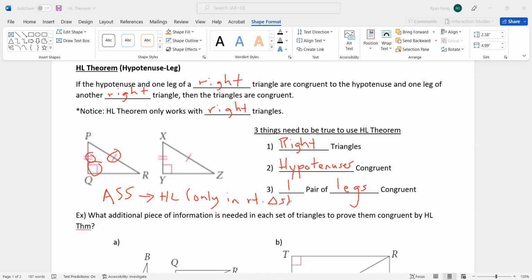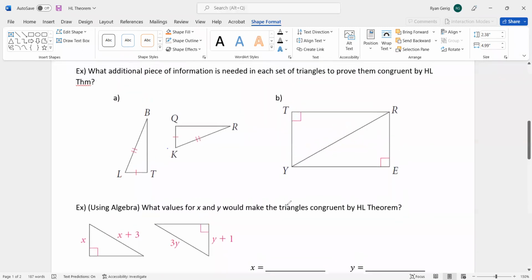Okay. All right. So what additional piece of information is needed in each set of triangles to prove them congruent, specifically by the HL theorem? All right. So we want the HL theorem to be used here. I know that there are several ways you could prove these triangles are congruent using the other shortcuts, but I want to focus right now on the HL theorem. So if you look at part A, you've got the hypotenuse is congruent and you've got a leg congruent. You don't know that you have a right triangle.